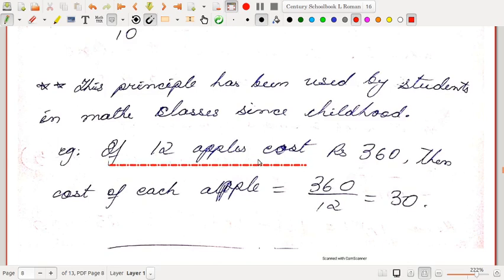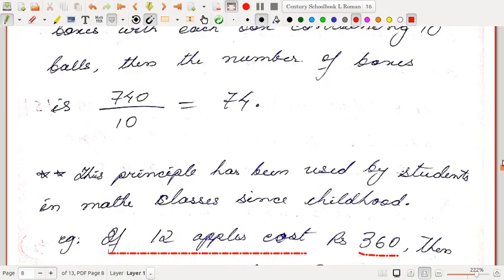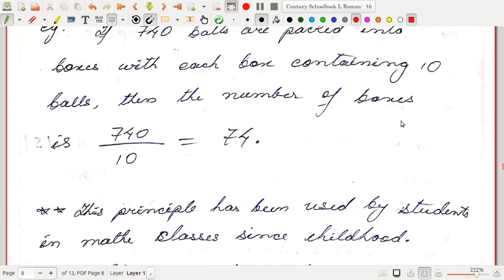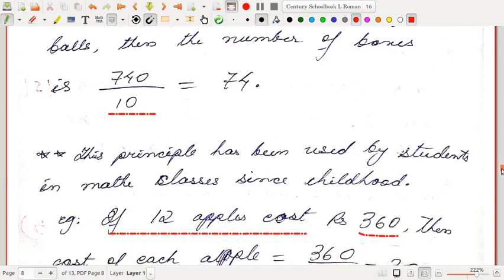If the cost of 12 apples is 360, what is the cost of each apple? 360 divided by 12. So exactly this is the multiplication division rule. Say 740 balls are placed into boxes with each box containing 10 balls. Then the number of boxes is what? 740 divided by 10, so that is 74. So total 740 balls are placed in boxes where each box contains only 10 balls. Then the number of boxes is 740 divided by 10, that is 74. So this is the division rule.